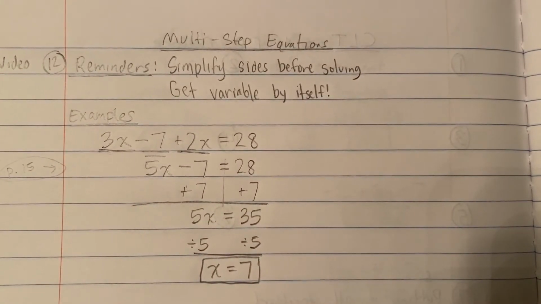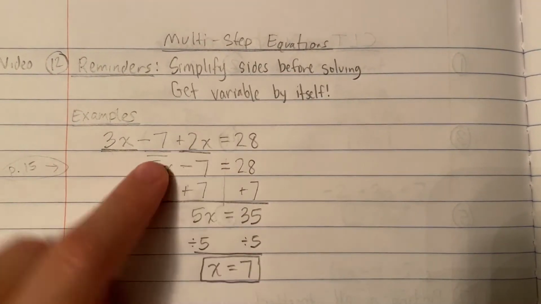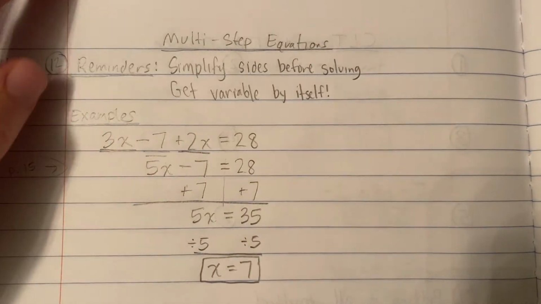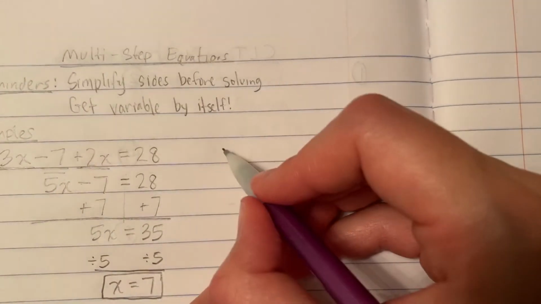Okay, notice nothing new here. Combining like terms, you already know how to do that. Solving a 2-step equation, you already know how to do that too. All right, let's do one more example together.